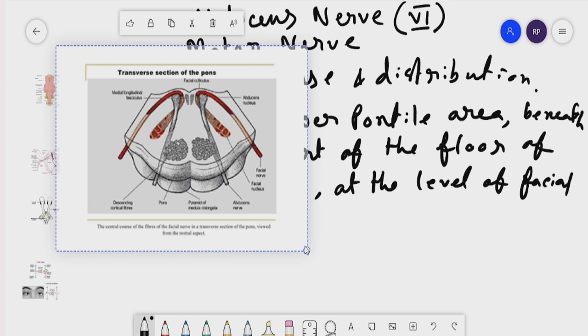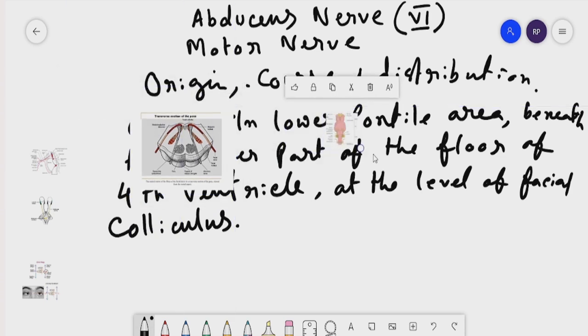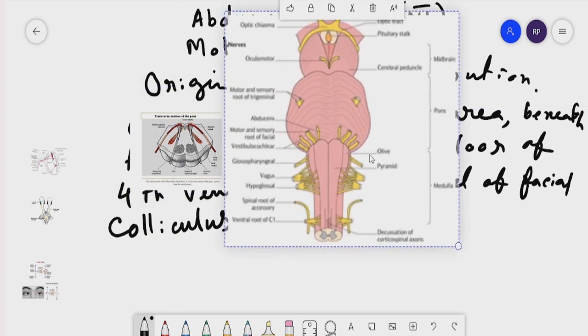Now I will show the area from which the abducens nerve fibers come out from the brainstem. This is the longitudinal view of the brainstem. This is pons, this is medulla oblongata, and these are the pyramids of the medulla oblongata. And in each side the abducens nerve fibers arise. So in between the lower part of the pons and upper part of the medulla oblongata, the abducens nerve fibers arise, come out.